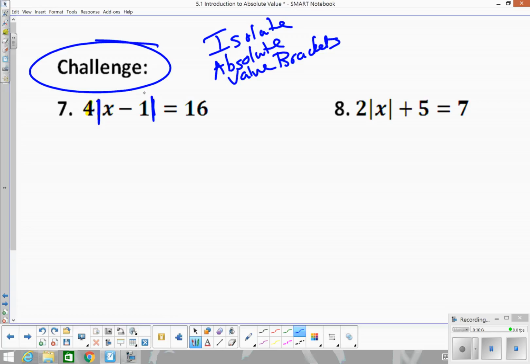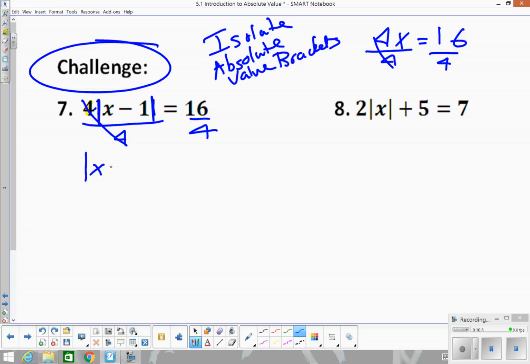If I replaced that entire absolute value brackets with x, that would read 4 times, because that's multiplication, 4 times x equals 16. How would I get x by itself? I'll go ahead and do the inverse operation, which is divide by 4. So that's the same thing I want to do. I want to get rid of that 4, so I have to divide both sides by 4. 4 divided by 4 is 1, and I'm left with the absolute value of x minus 1 equals 16 divided by 4 is 4. Okay, awesome.